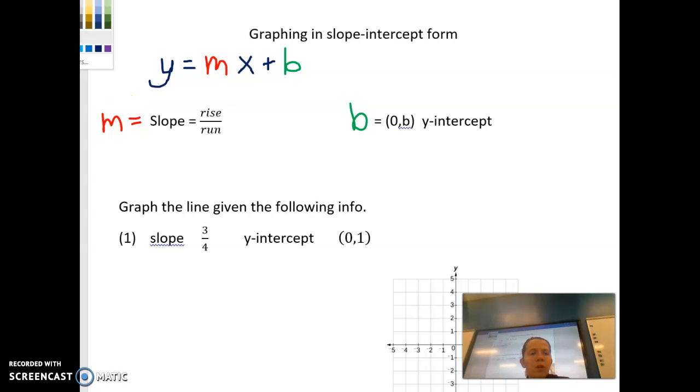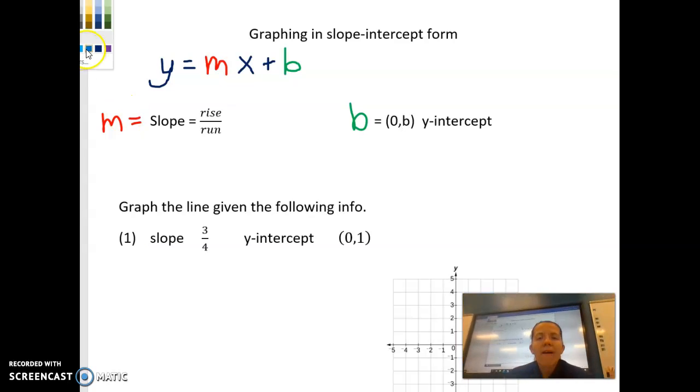All right, hello everyone. So we're going to continue talking about how to graph in slope-intercept form. So again, slope-intercept form is y equals mx plus b. Anytime you see an equation that's written like that, you know that it's going to be an equation of a line.